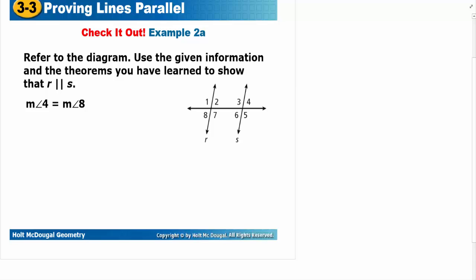Okay. So measure of angle 4 equals measure of angle 8. That's what you're given. So measure of angle 4, measure of angle 8. Notice, again, this is interior. Well, these are exterior.